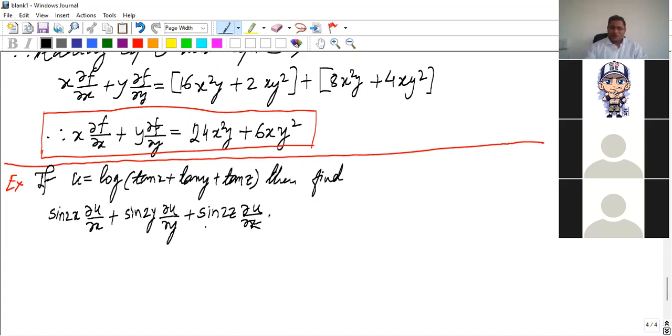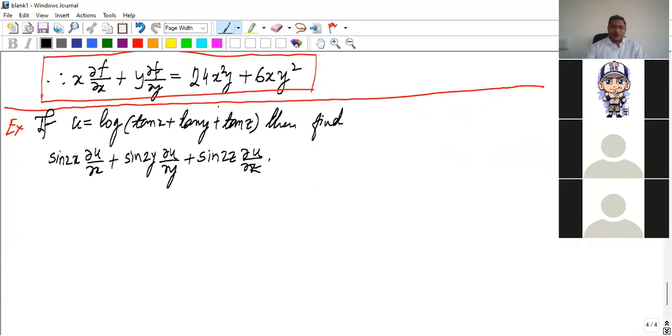1 by x. Okay, so if that x is replaced by a function, suppose instead of x we have f of x, what will be the derivative d by dx of log of f of x? What will be this derivative? It is 1 by f of x into f dash of x, or d by dx of f of x, right?